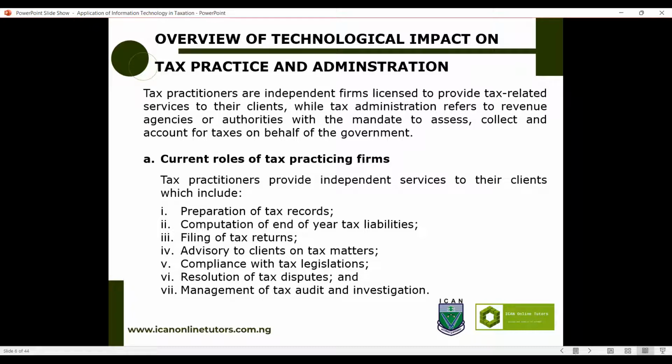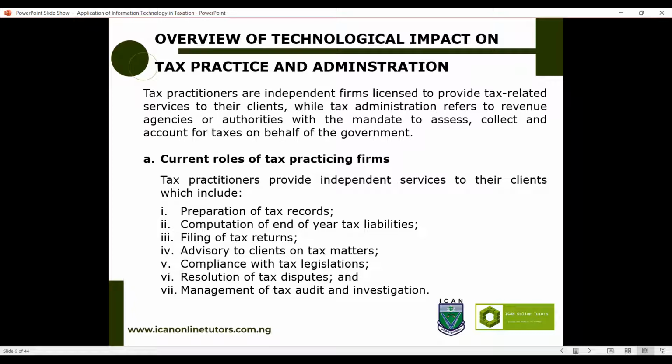So tax practitioners are independent firms licensed to provide tax-related services to their clients, while tax administration refers to regulatory agencies or authorities with a mandate to assess, collect, and account for taxes on behalf of the government. Yes, it is imperative to distinguish between the two, the tax practitioners and the tax administration. And let's see what is the impact of technology on each of these two.